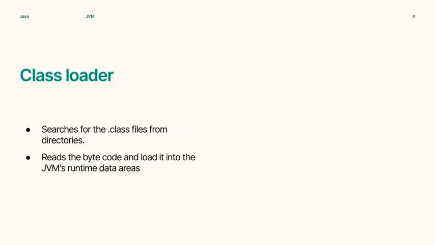Once the bytecode is ready, the next step comes into picture with the class loader. The class loader searches for the .class files in specified directories or archives like JAR files. When the file is found, the class loader reads the bytecode and loads it into the JVM's runtime data areas, such as the method area, where class information is stored.